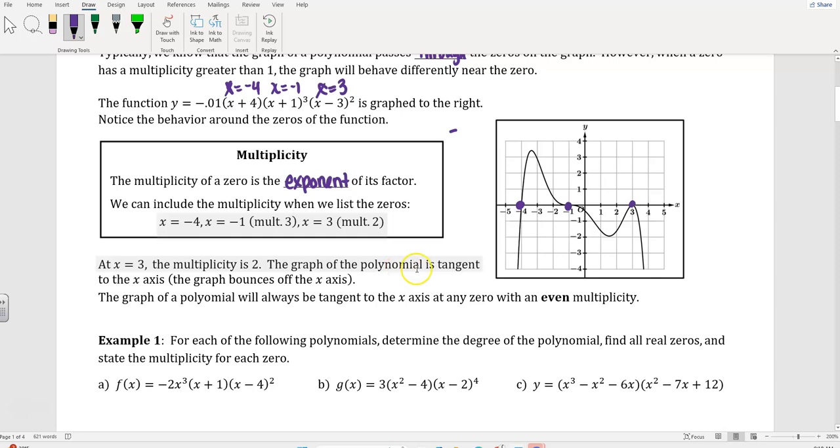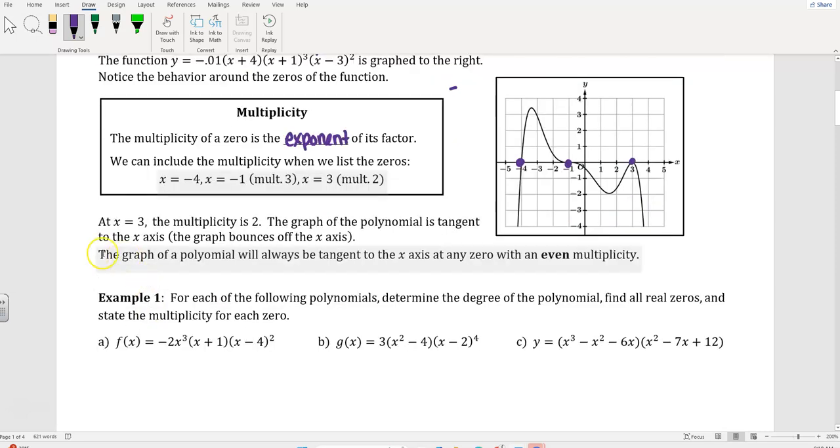The graph of the polynomial is tangent to the x-axis at x equals 3. And here you may want to highlight or underline this. The graph of a polynomial will always be tangent to the x-axis at any 0 with even multiplicity. And that tangent to the x-axis means it bounces off the x-axis.